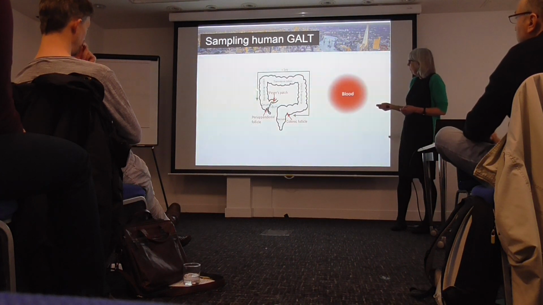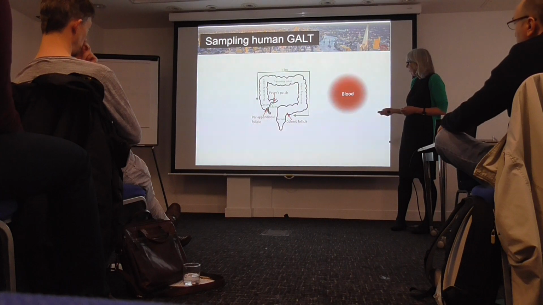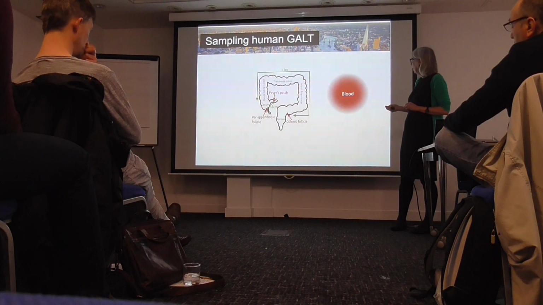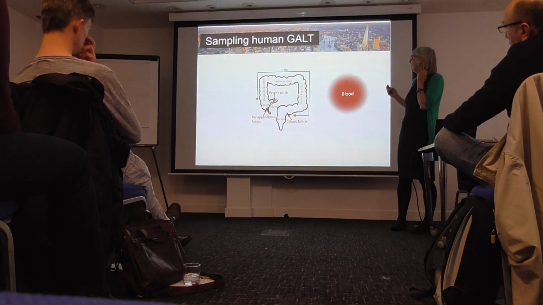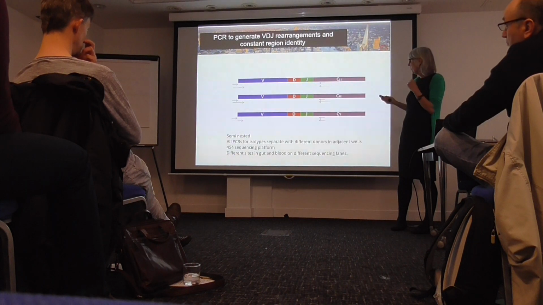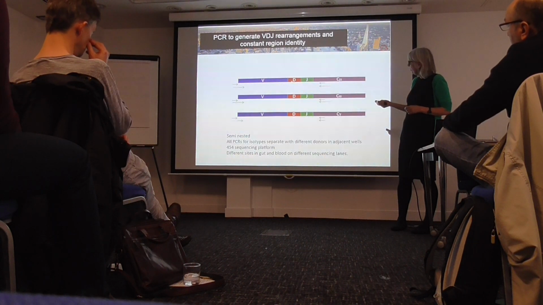So we took samples from the colon, Peyer's patches, and around the appendix. So this covers about 1 metre in distance. And we also took a sample of blood. We took these cells, we made single cell suspensions from these tissues from 3 individuals, and then we amplified the antibody genes using regular PCRs.